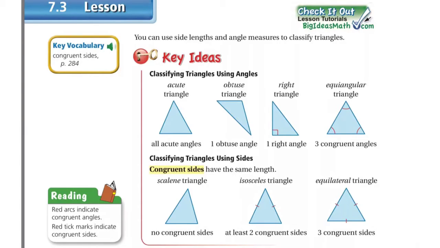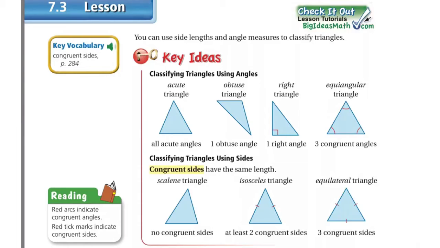Then we can classify it also by its sides. If it has no congruent sides, no sides are the same length, we call it a scalene triangle. One way to remember that is a fish's scales, just like humans' fingerprints, are all unique. None of them are the same. And a scalene triangle has no sides that are the same.